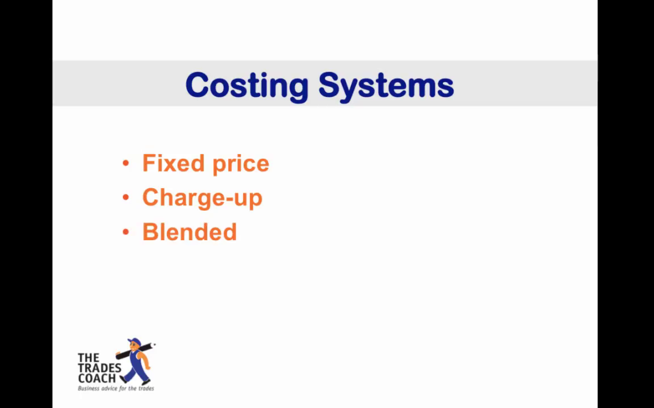Third one is a bit of a blend of the above two, whereby you possibly can lock in the fixed price for the key components of the project. Those are likely to be supplied by subcontractors to you. So once you've got those prices locked in from them, you can add a margin on and then lock those prices to a quote to the client, and then perhaps do charge up on the balance of the project.